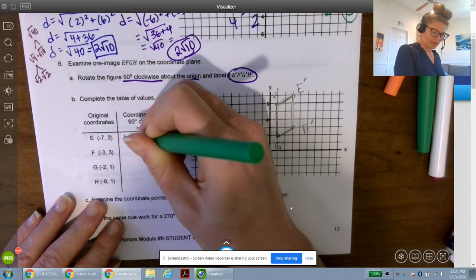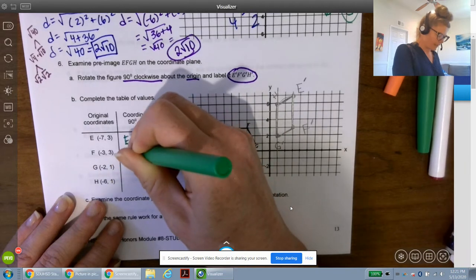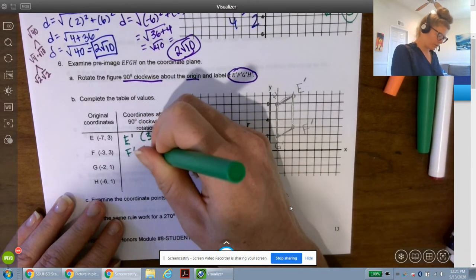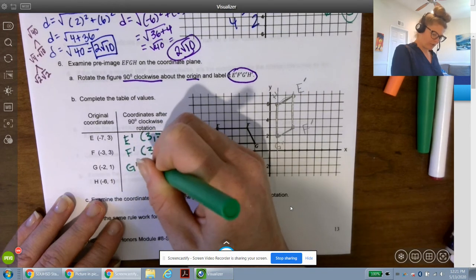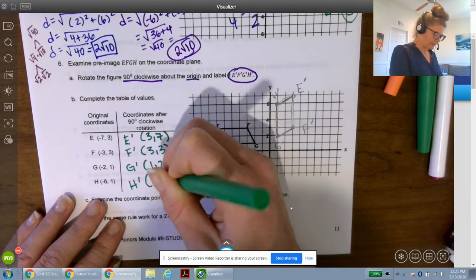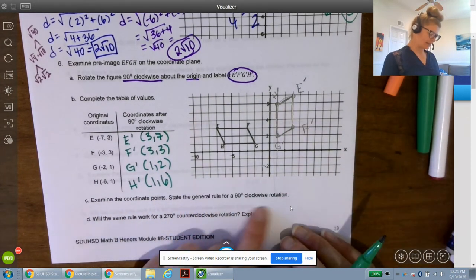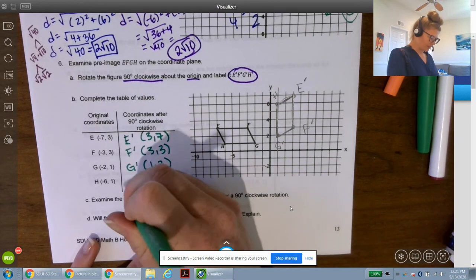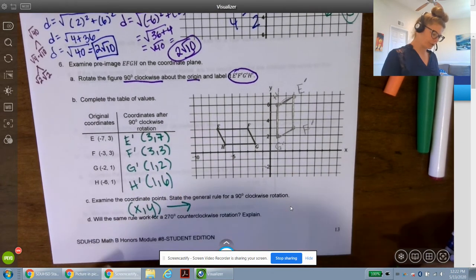So E prime, I ended up with 3, 7. F prime, 3, 3, like we said when we were graphing. G prime, 1, 2, and H prime, 1, 6. So taking a look here, examine the coordinate points and state a general rule. Well, x comma y is going to be graphed to.